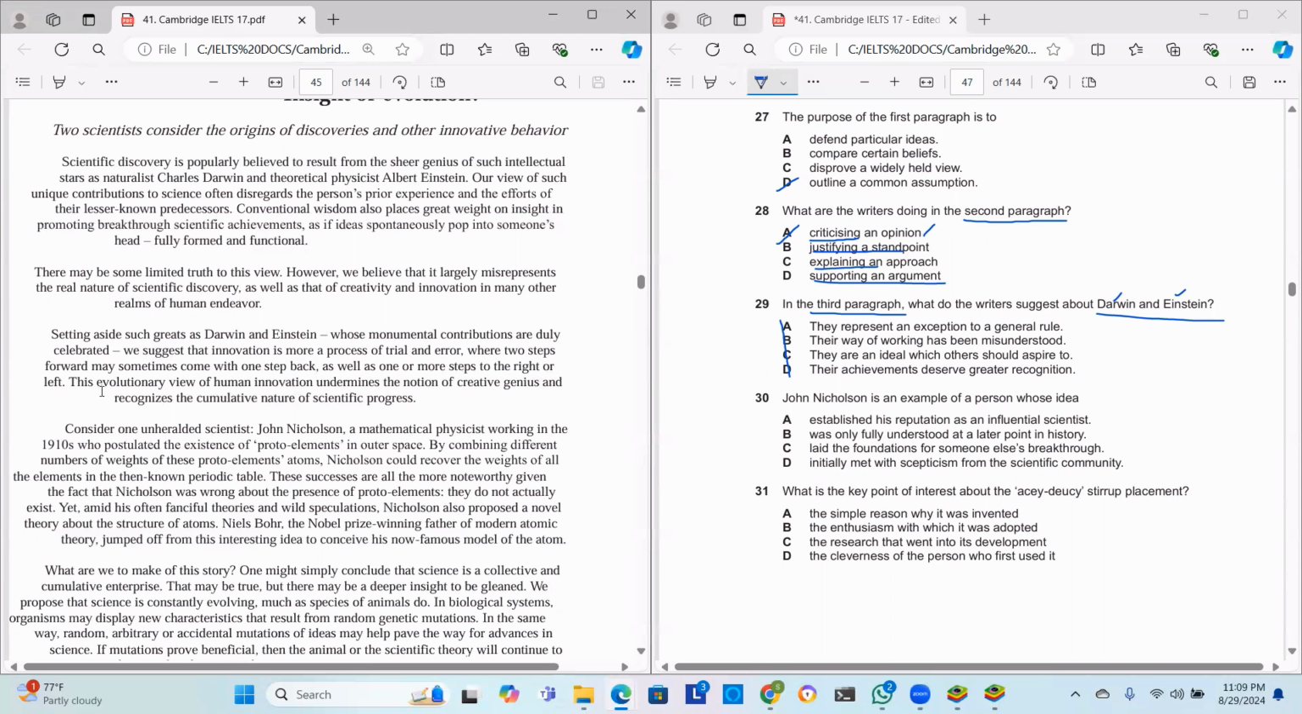This evolutionary view of human innovation undermines the notion of creative genius and recognizes the cumulative nature of scientific progress. Okay, good.